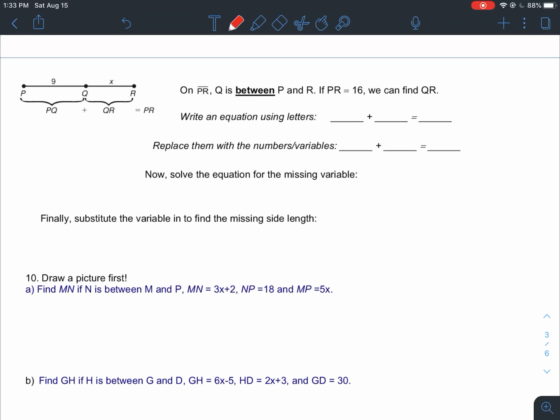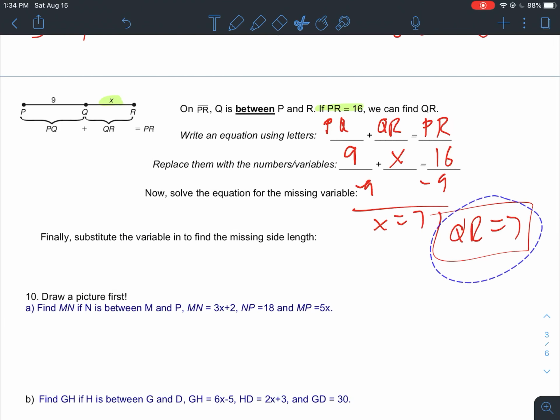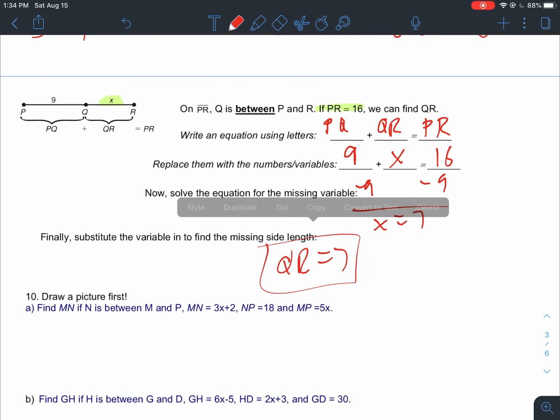We could find QR. So using letters, I know that the small segment PQ plus the small segment QR equals the big segment PR. I know PQ is 9. I know QR is x. I know PR is 16. Subtracting 9 from both sides, we get x equals 7, which means QR equals 7. I'm supposed to put that over here. You're probably thinking, oh, that's really easy. And you're right, it is really easy. It can get a little more complicated, and we'll take a look at these problems here.